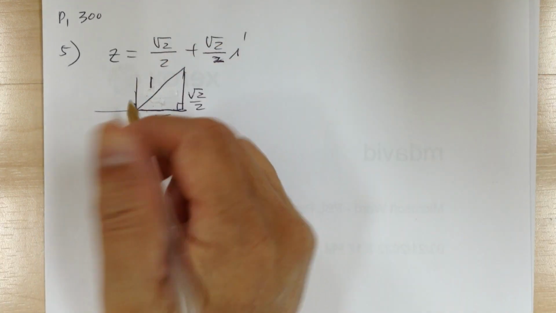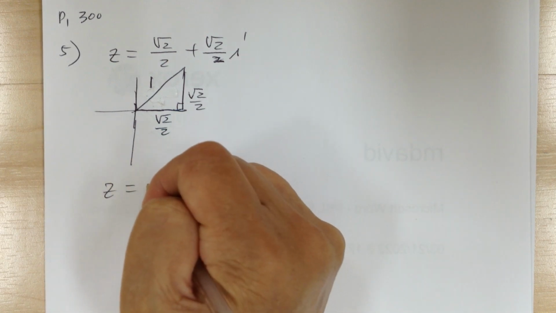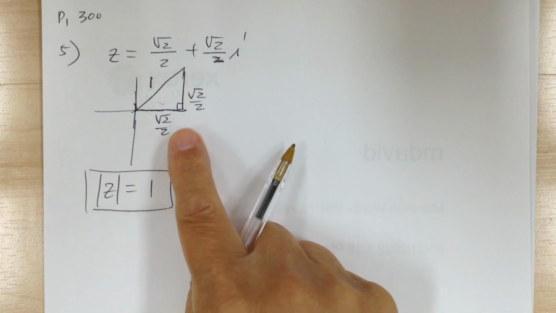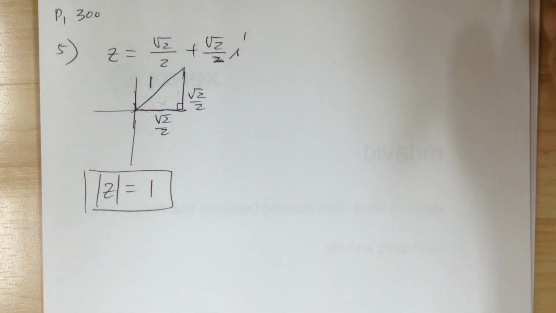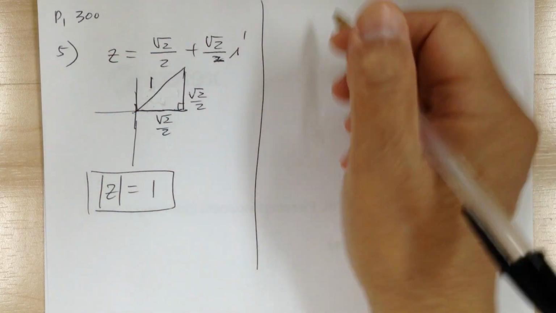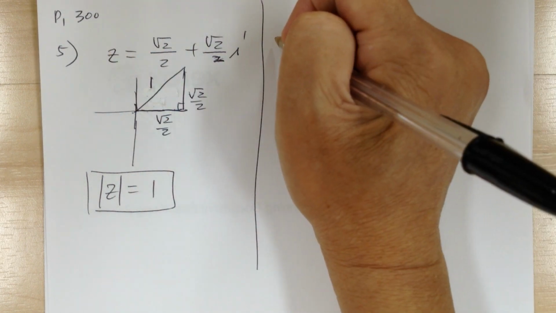So again, the absolute value of z equals 1. Again, that's why it's so important to know your special triangles from your geometry. If you don't, then you just have to use the Pythagorean theorem. You have to work it out.